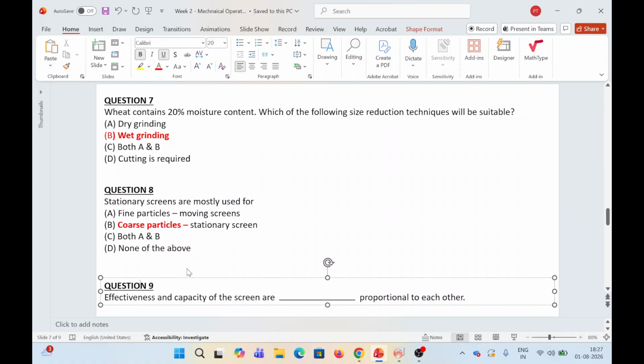Now, moving to the last single MCQ type question. Effectiveness and capacity of the screen are dash. Instead of saying proportional, I'm going to make this how they both are related to each other, effectiveness and capacity. Are they going to be dependent or independent? If dependent, how are they dependent on each other?